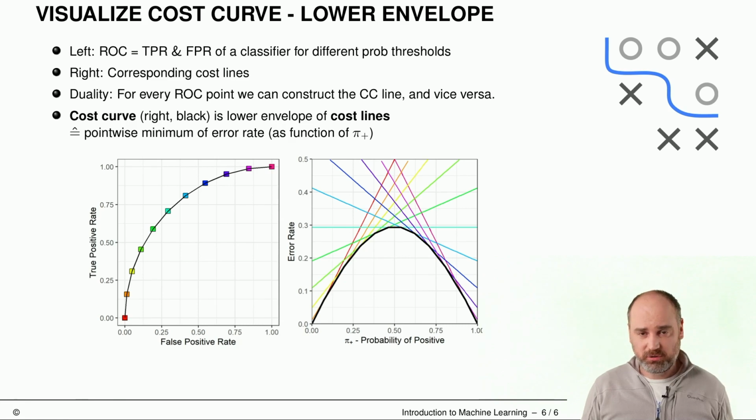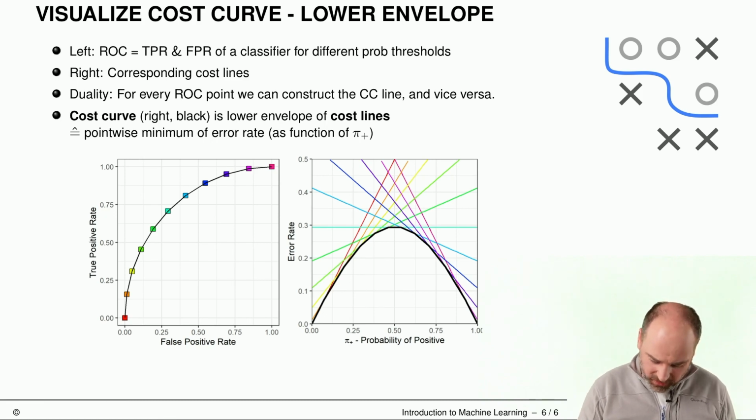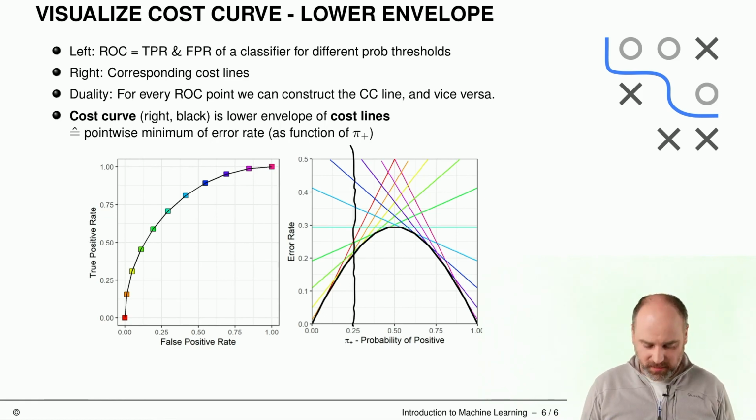And in order to define now our cost curve, to finally reach the goal of this little subchapter, the only thing we will do is, for every prior probability, so for each setting of pi plus, we'll simply consider the pointwise minimum of all of these curves. So we take the lowest point. This is why we also call this the lower envelope of these cost lines. And the resulting curve, if we take all of these pointwise minima, is our cost curve.